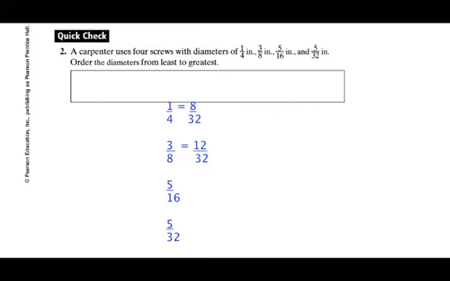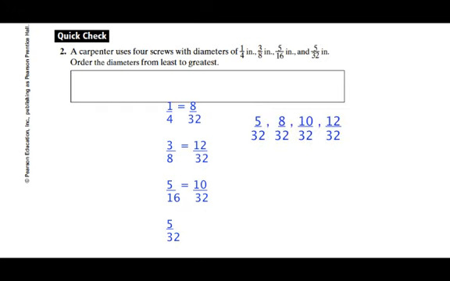For 3/8, we're going to multiply both the numerator and denominator by 4, because 8 times 4 is 32, so 3 times 4 is 12. For 5/16, we're going to multiply the numerator and denominator both by 2, because 16 times 2 is 32. So 5 times 2 is 10. So we end up with 10 over 32. Now we can put them in order from least to greatest.